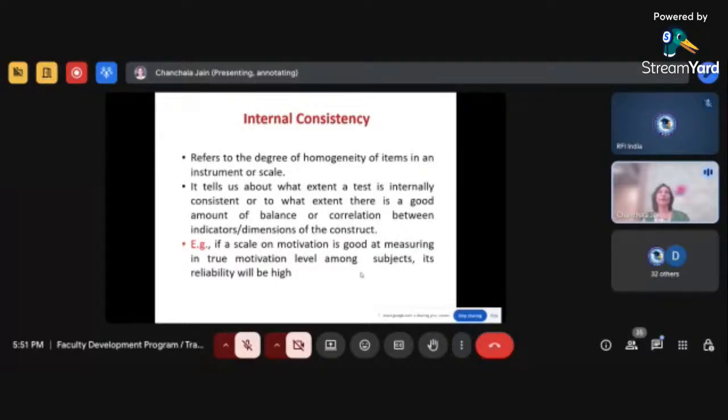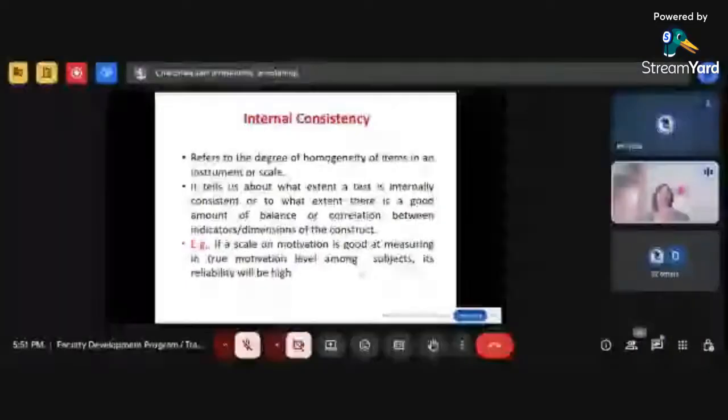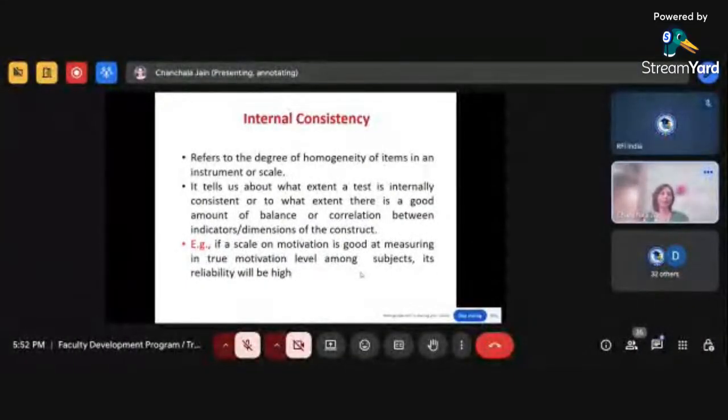Suppose I have some number of questions on my scale. I need to check whether your items are very strongly correlated to each other. That means you are getting a very high correlation value between two statements, from the responses of the respondents. Suppose there are two statements and you get a very high coefficient of correlation. Then you will say your scale or items are internally consistent. But there will be a problem here also, which I'll discuss in the upcoming slides.